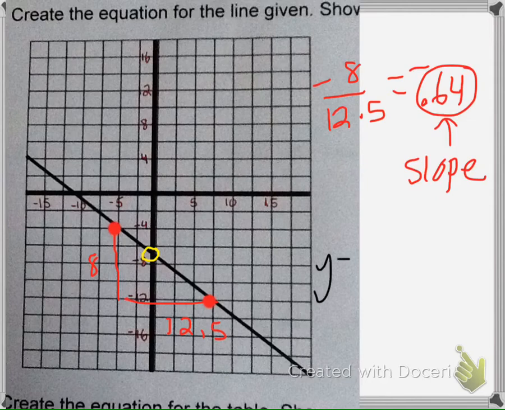Y equals negative 0.64x minus 6.5 is my y-intercept. Do not put plus negative 6.5, you just put minus 6.5. If you have a y-intercept that's just a little different than mine, that's okay.